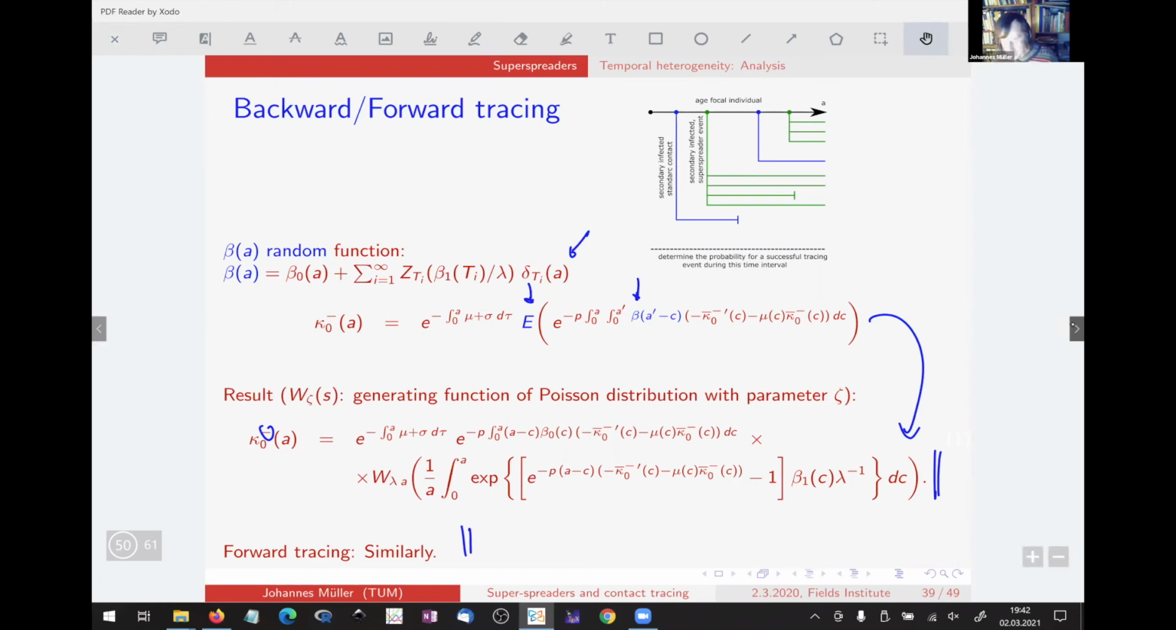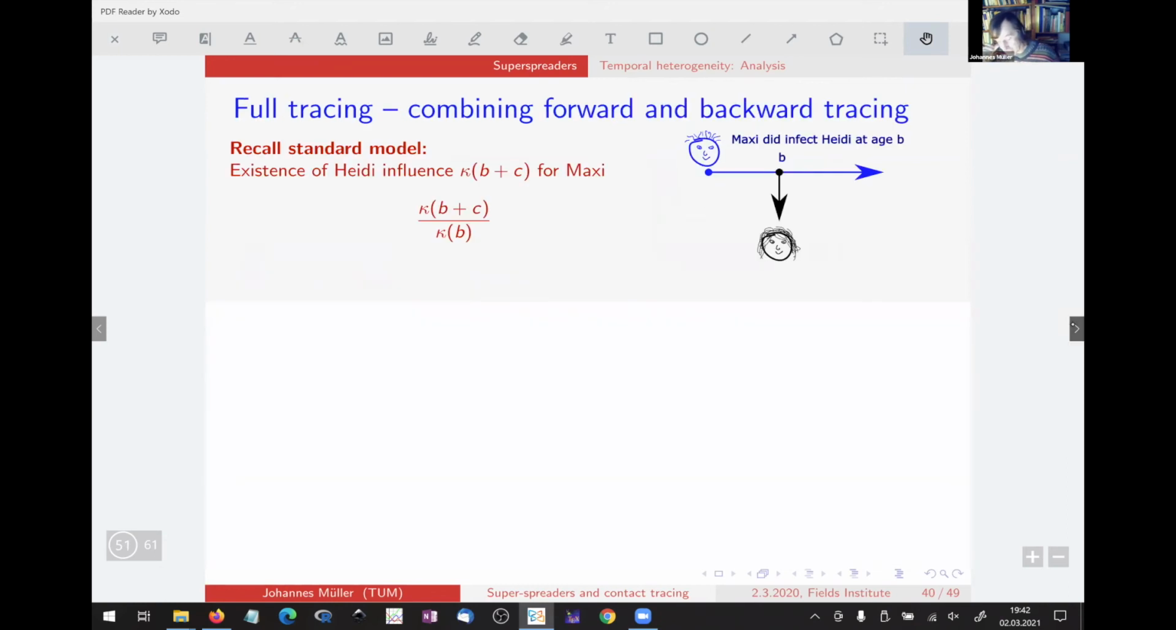A new idea comes in if we take backward and forward together to understand full tracing. So where's that new idea? Before, we conditioned on the age of infection of the infector at infection, and then his or her survival probability had to be adjusted because we have the information that he was infectious at age of infection B, but that's it.